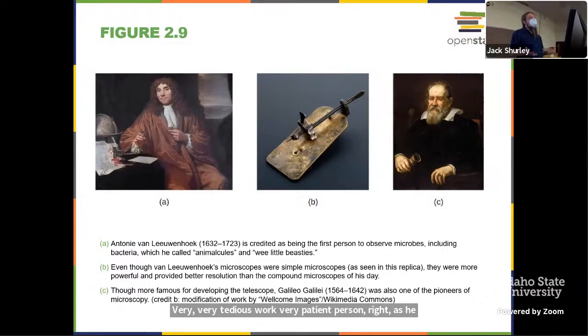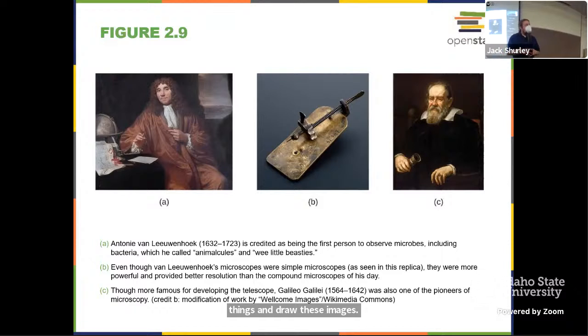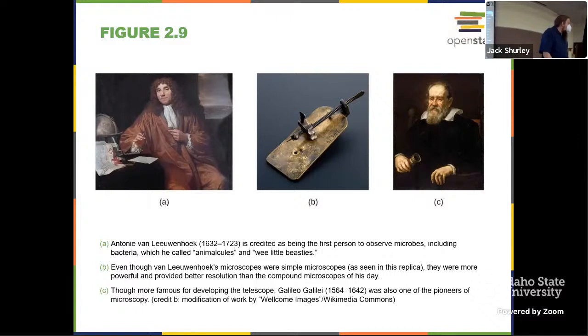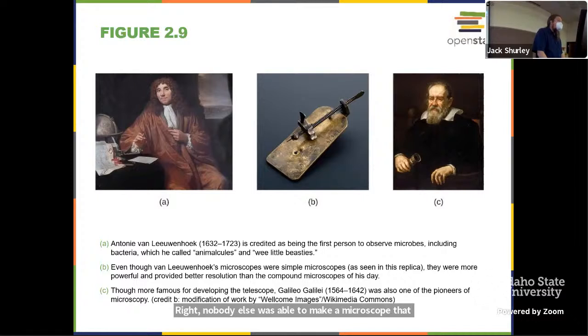As he grinds these lenses and is able to visualize these things and draw these images, the magnification and the quality of the lens that he was able to produce couldn't be replicated, right? Nobody else was able to make a microscope that was as powerful and provided images so clear as Leeuwenhoek, right? It took almost a century before there were others that were able to see things like he was able to see, all right? Which makes me back it up and say he must have been a time traveler, right?